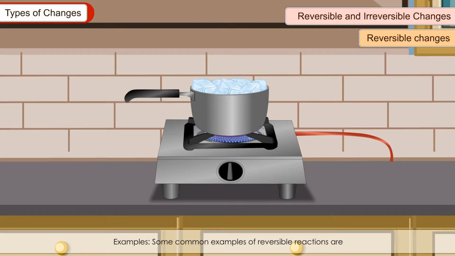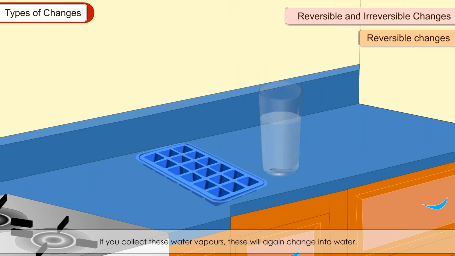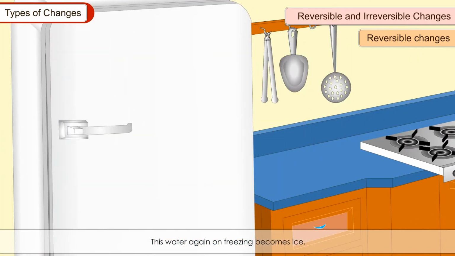Examples. Some common examples of reversible reactions are ice on heating changes into water and water on boiling changes into water vapor. Vapors on condensation change into water droplets. If you collect these water droplets, these will again change into water. This water again on freezing becomes ice.